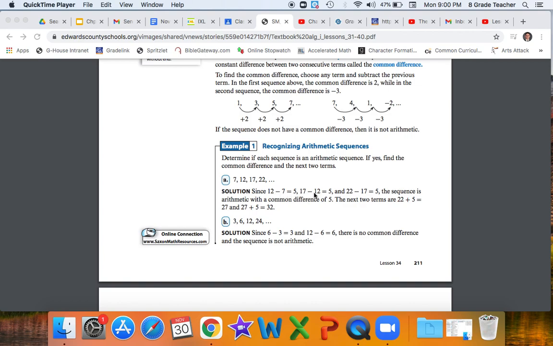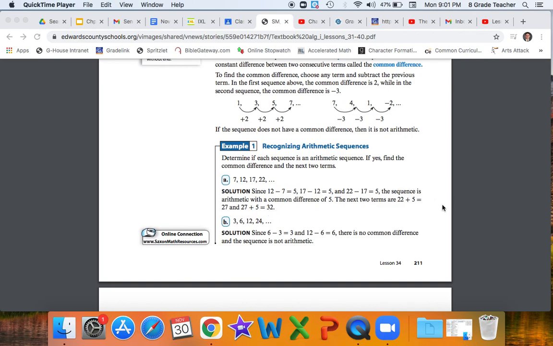Another example, 17 minus 12 is 5, 22 minus 17 is 5. If you look at any one of those and you subtract the previous term, it should be the same difference each time. We can see that it is, and then we can calculate the next term in the sequence and go on as follows. 22 plus 5 is 27, 27 plus 5 is 32, 32 plus 5 is 37, and it follows this pattern.